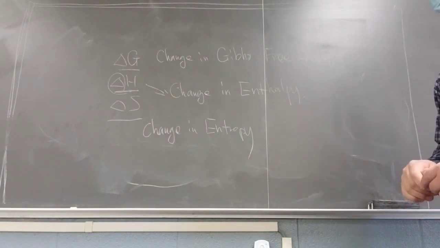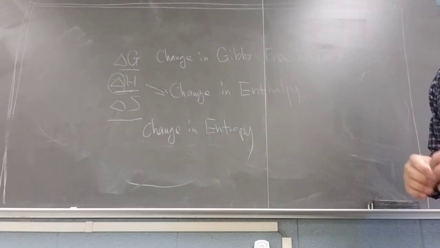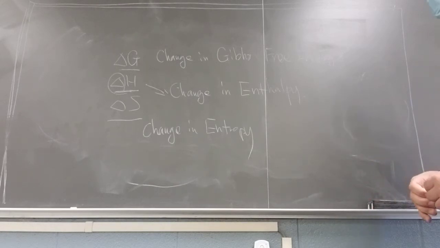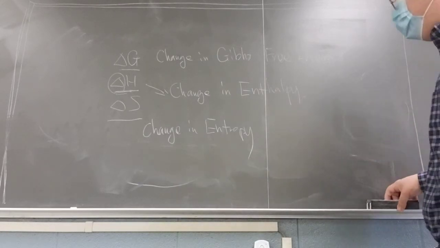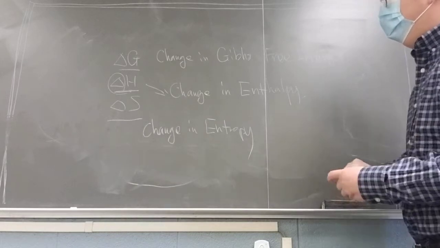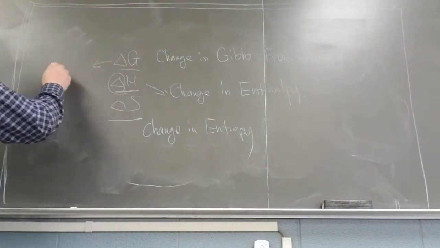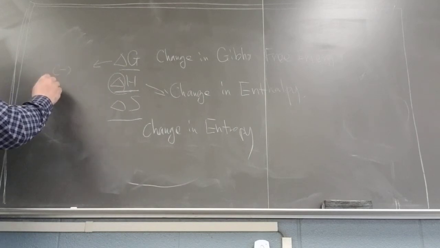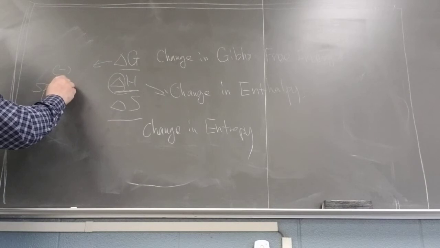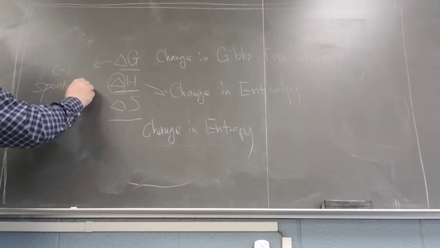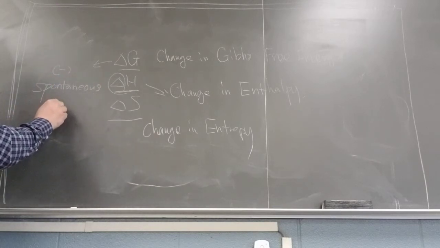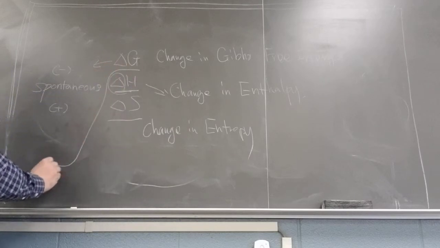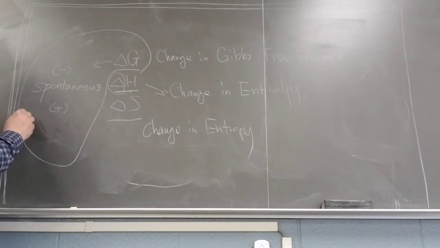Entropy. You may have heard entropy many times anyway, but this is entropy. So there are a couple of things I want you to remember before I move on to the next part of chapter 6. That is, there's a change in Gibbs free energy. If that is negative, it's a spontaneous reaction. If it's positive, it's non-spontaneous.